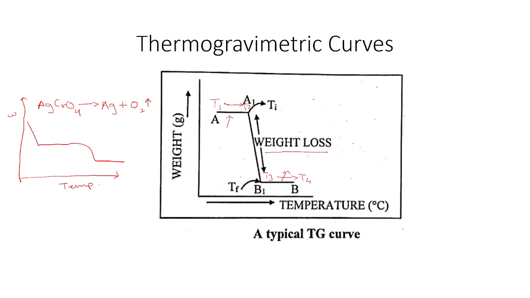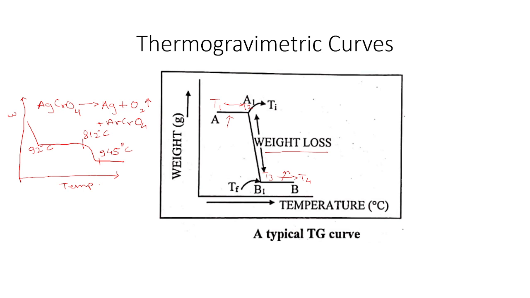So here what is happening actually? Silver chromate decomposes, and this is the reaction. Now this change is taking place at 92 degrees Celsius, whereas this change starts at 812 degrees Celsius, which goes up to 945 degrees Celsius. So this is a typical thermogravimetric curve for silver chromate.